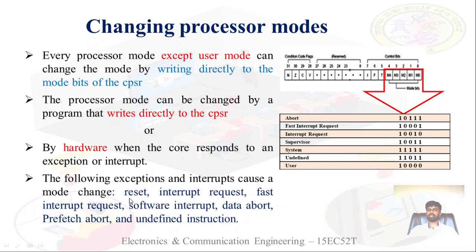What are those? There is the reset exception, then the interrupt request, IRQ, the FIQ request, fast interrupt request, SWI, that means software interrupt request, then data abort, that means failure to access the data, prefetch abort, that is failure to access the program, and finally the undefined instruction. These are all exceptions and interrupts that can change the processor modes. So this is about mode change in the ARM processor.